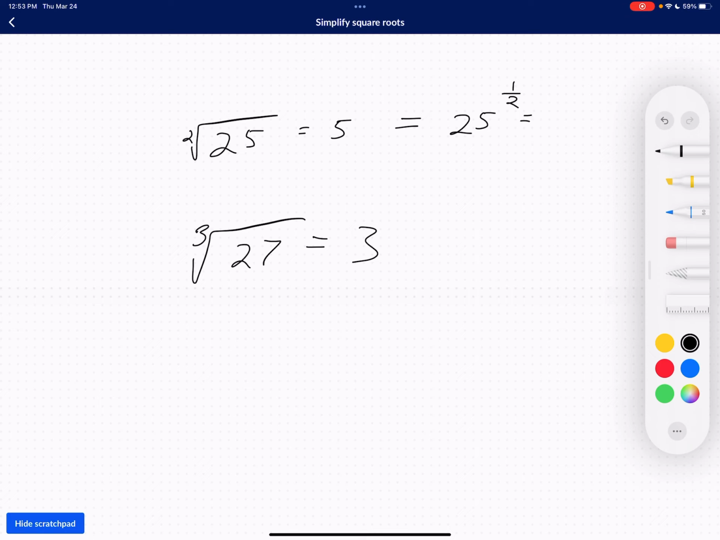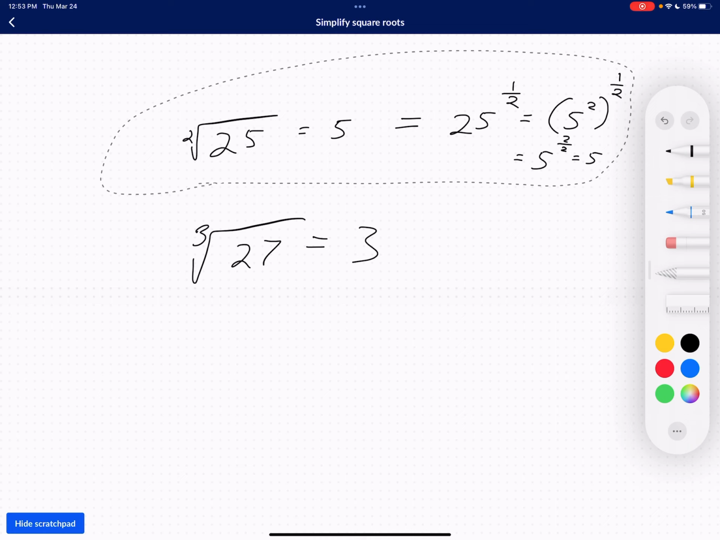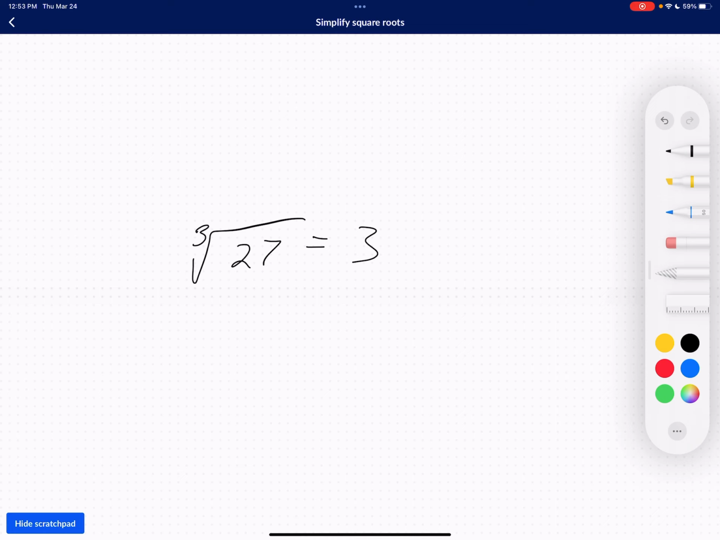And I know this might seem a little bit too much, but 25 is 5 squared. So instead of writing 25, I can write that. And just as a reminder of your exponent properties, when you raise a power to a power, you multiply the powers. So this becomes 5 to the 2 times 1/2 is 2 over 2. So it's 5 to the 1 is 5. So that's what's really happening in the background. We never really have to worry about writing it out that way, but every single thing that we do with radicals are just exponent properties.